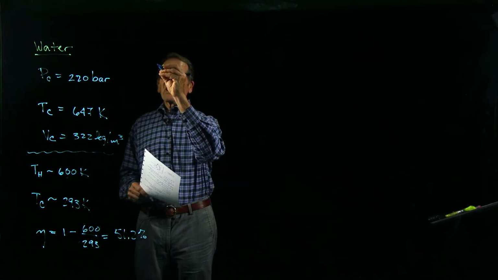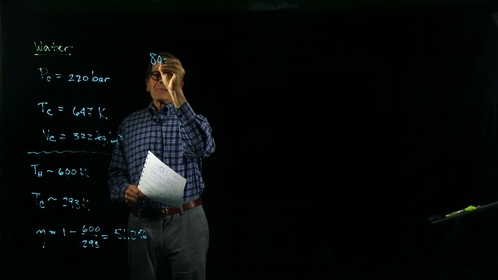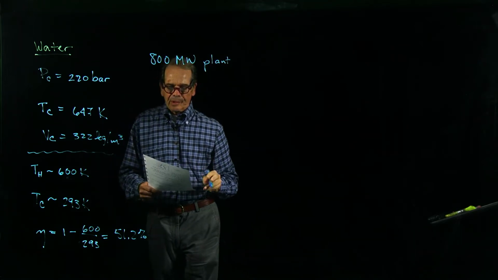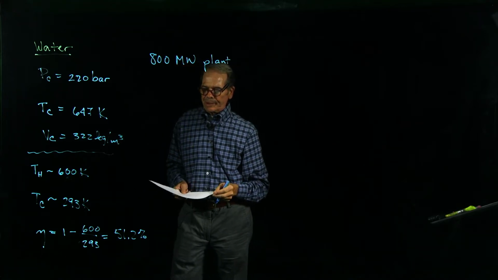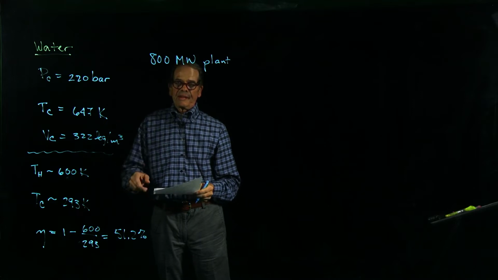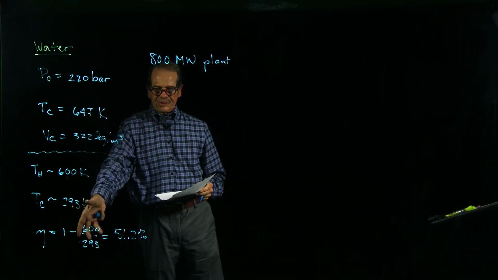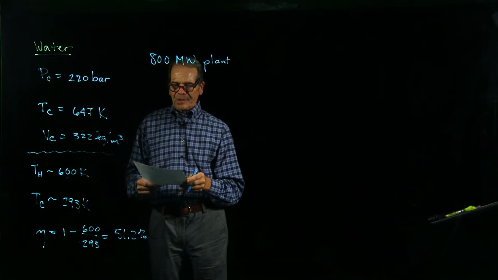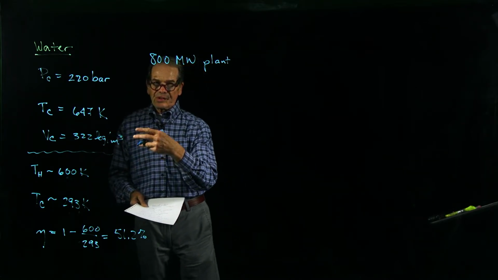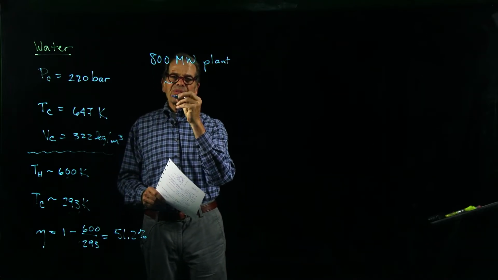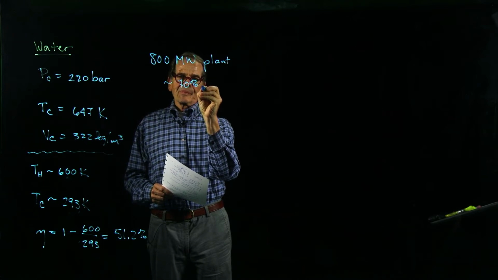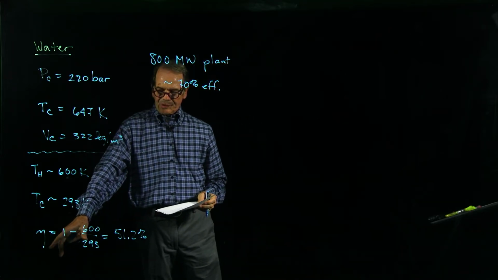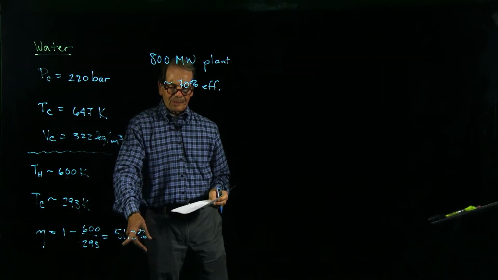Let's put up a medium-sized plant, which would be 800 megawatts. Okay? And let's suppose we use these numbers, 600K and 273, and we now know that we have to put in the thermal efficiency of the whole plant, and let's suppose the actual thermal efficiency of the equipment is 70%. Okay. The highest we can get for thermal efficiency for this temperature drop is 51%.